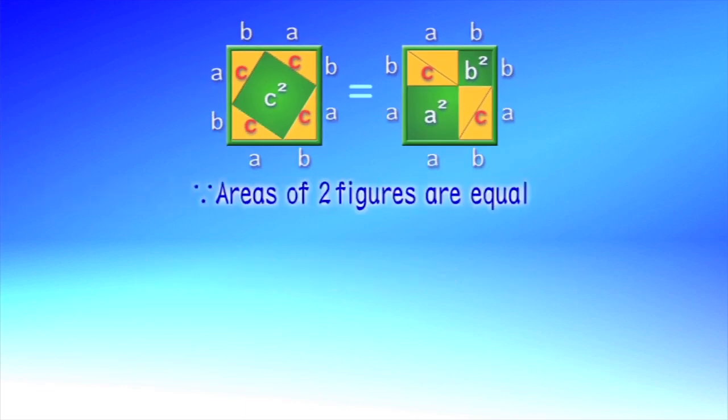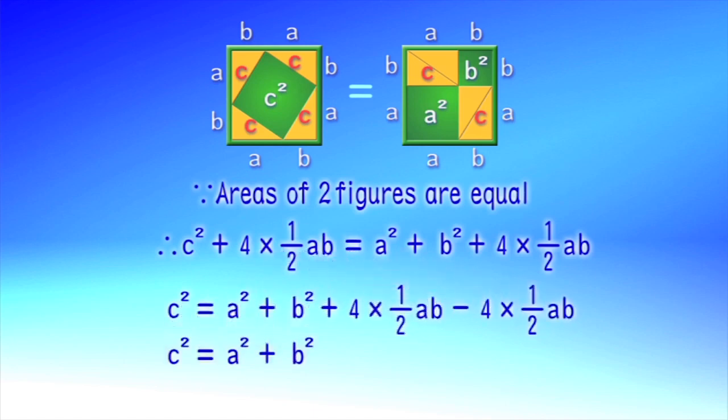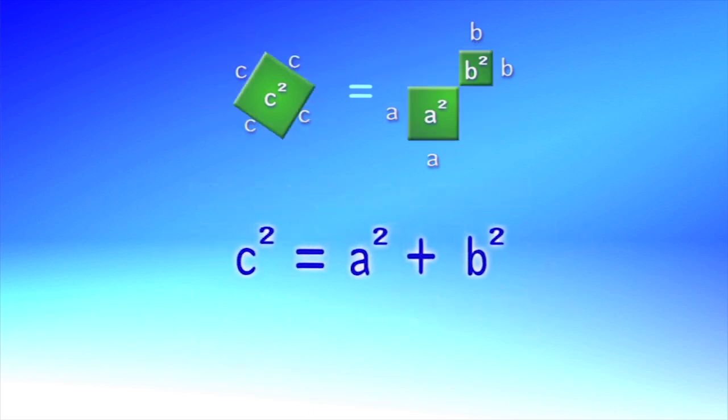As the areas of the 2 figures are equal, C square plus 4 times AB divided by 2 equals A square plus B square plus 4 times AB divided by 2. After the transposition of terms, C square equals A square plus B square, and that is Pythagoras theorem. Or we may directly remove the 4 right-angled triangles away from the 2 figures respectively, leaving the remaining figures. Try to think about the areas of the remaining figures. We can also prove the Pythagoras theorem.